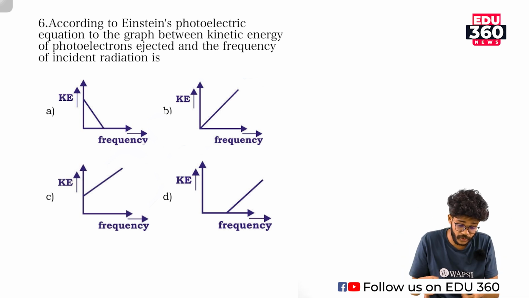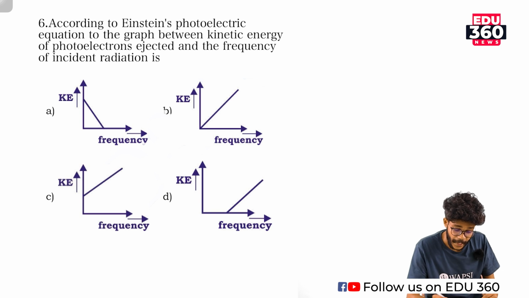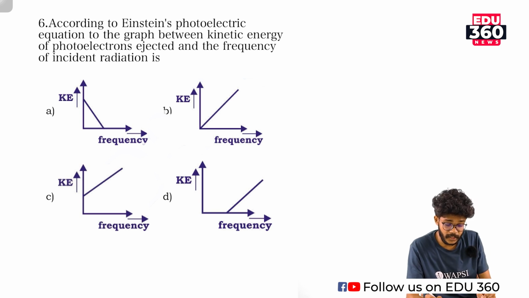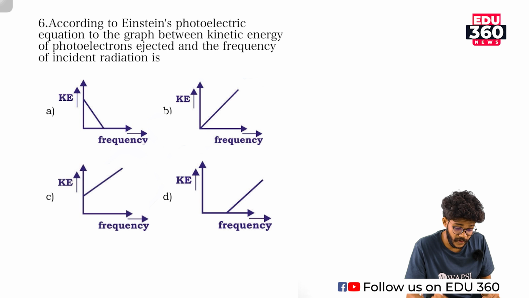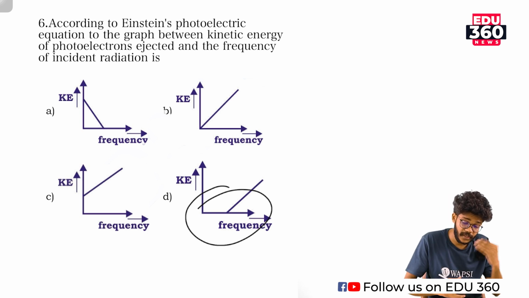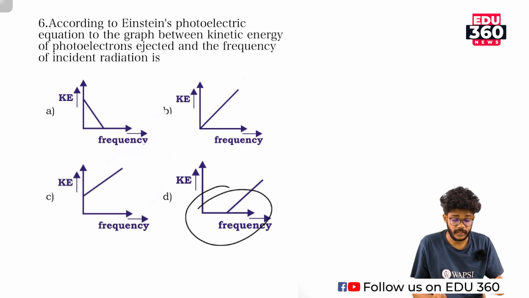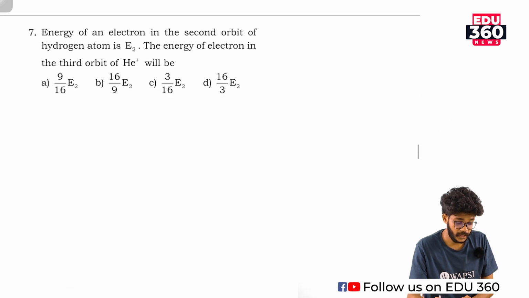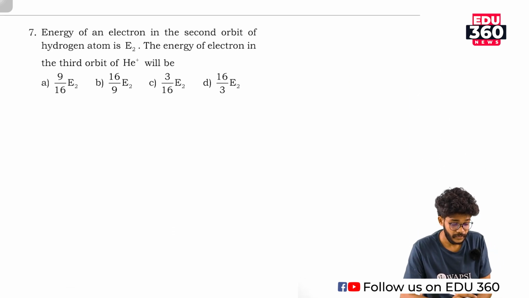Okay, so look at these graphs. A minimum energy means a minimum frequency. Minimum frequency is given in which graph? Option D. After that, as the frequency increases, the kinetic energy will increase. So option D is the correct one. So we can move to the 7th question.